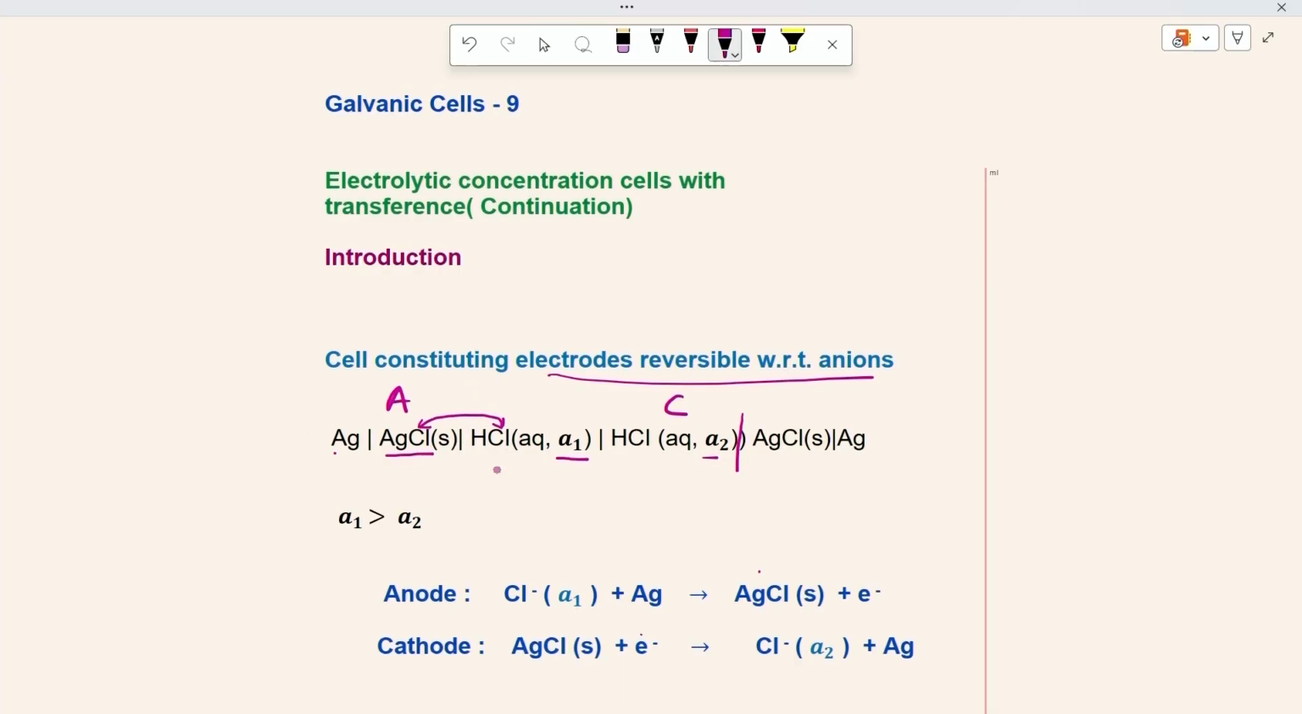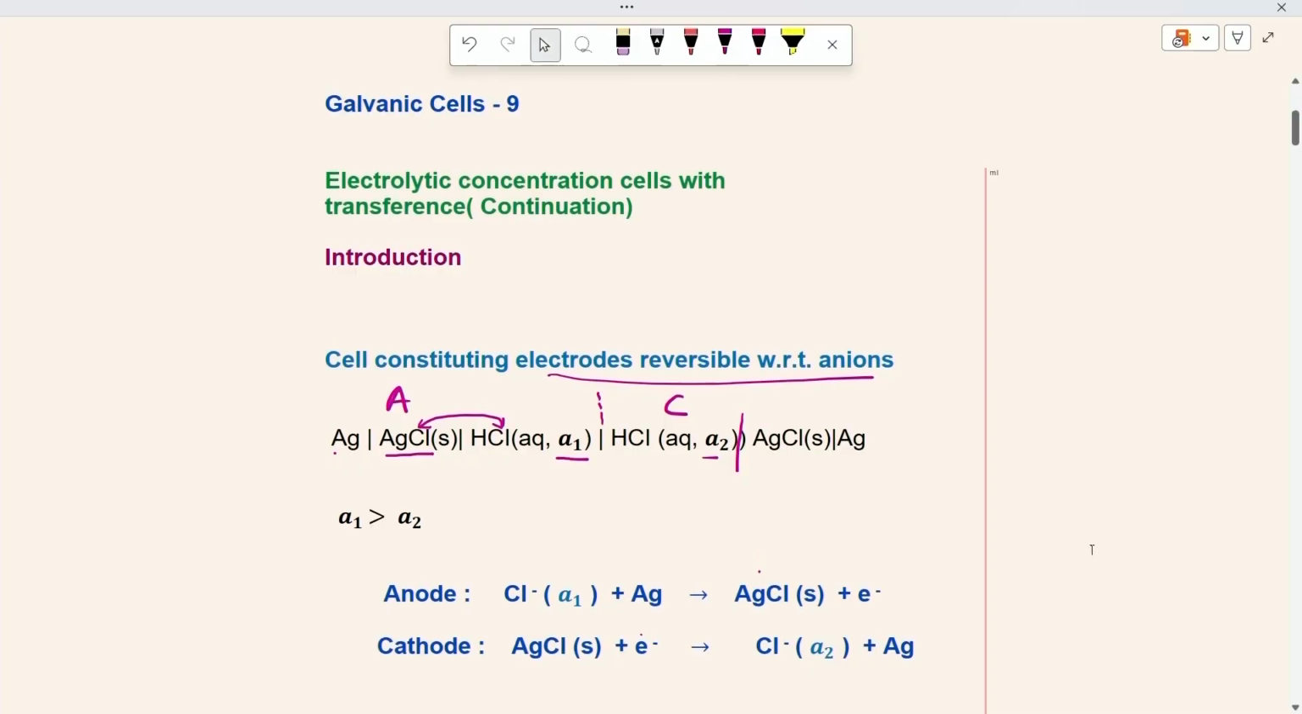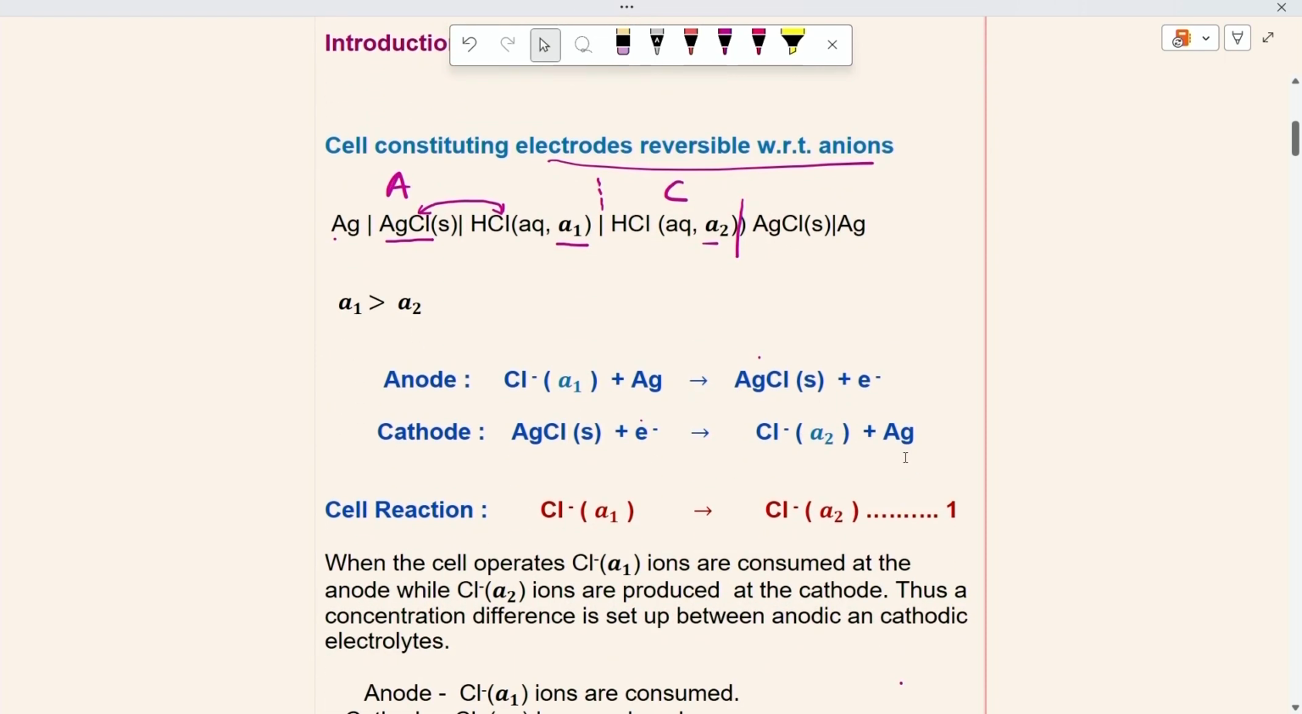Now, here in this case again you have a single line, or it can be represented by a broken line, showing that these two solutions are in direct contact. So, this is again a cell with transference where the electrolytic solutions are in direct contact. Now, let us see what are the reactions taking place at the anode and the cathode.